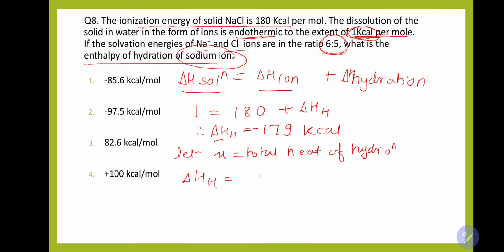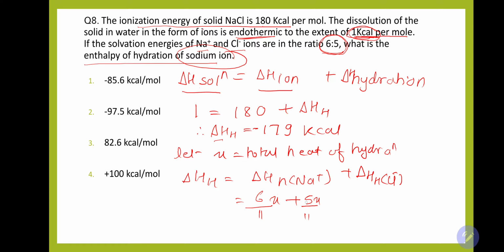It is nothing but the delta H of hydration of sodium ion plus delta H of hydration of the chlorine ion. We don't know their enthalpies, but we are given that they are in the ratio 6:5. So it will be 6 by the total, 6 plus 5 is 11, that is 11, and the total enthalpy is x, so it will be 5x upon 11. So now this is what I have got.